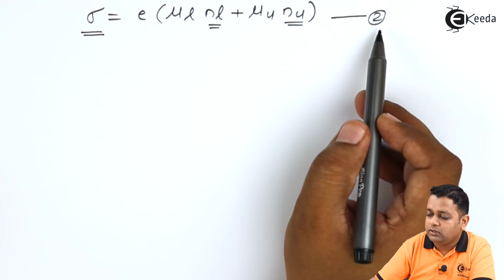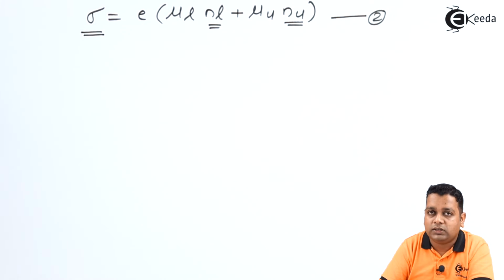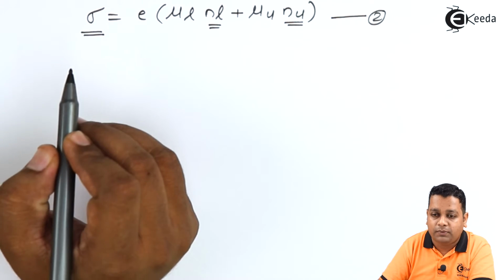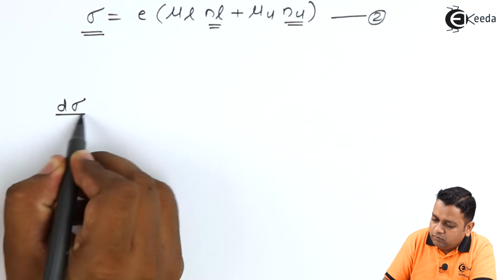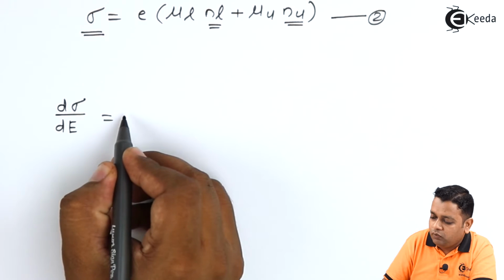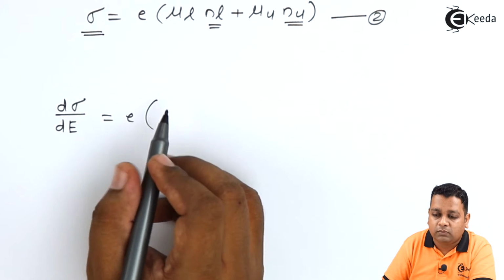As we have given this equation number 2, next to represent the negative resistance, as in equation number 1, we shall take a differentiation. The differentiation of sigma will be with respect to the capital E. Therefore, we express d sigma by dE, and it takes the form on the right hand side: e, small e, the electronic charge, in the bracket.